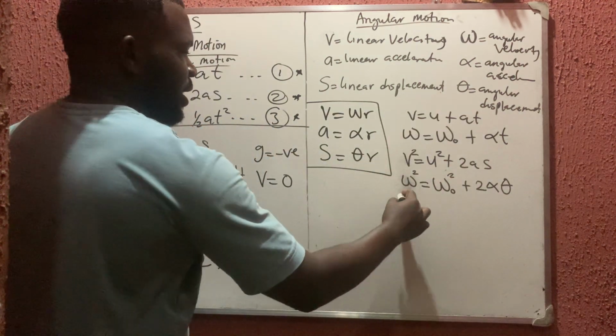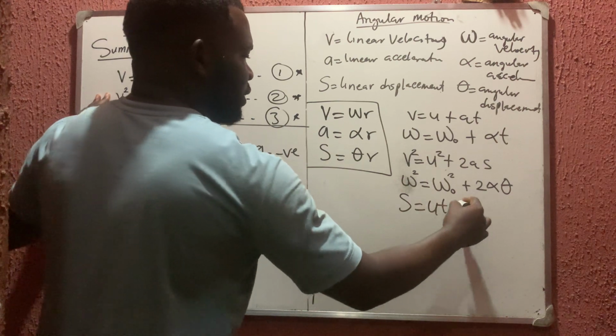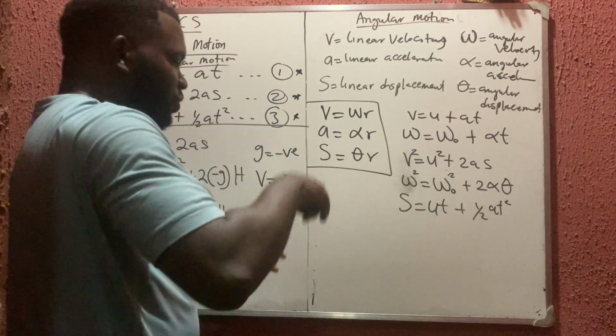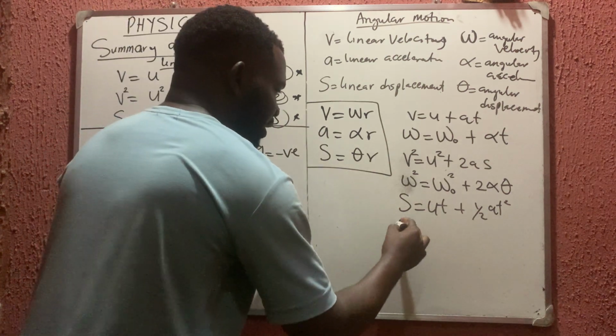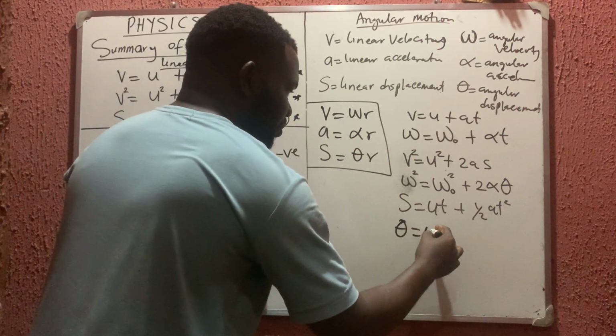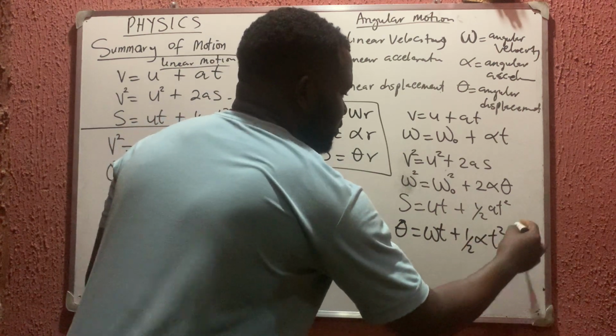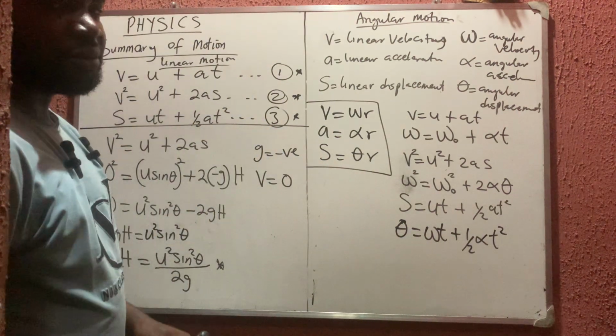Then finally, s is equal to ut plus half at squared. So convert everybody, what do you have? Theta is equal to omega naught t plus half alpha t squared. So you know that one.